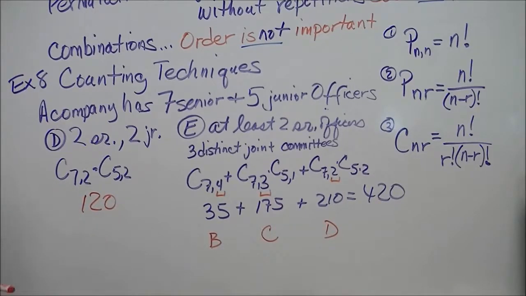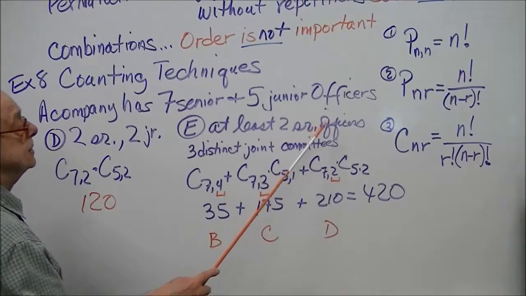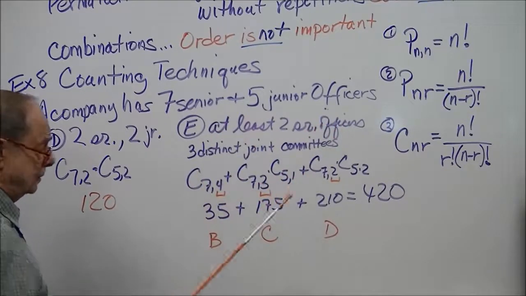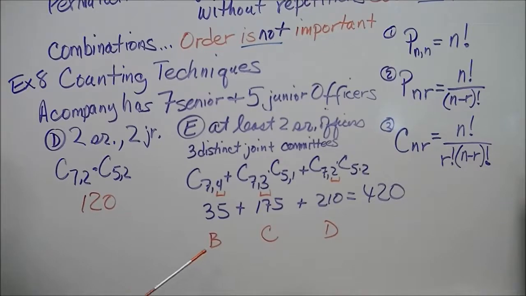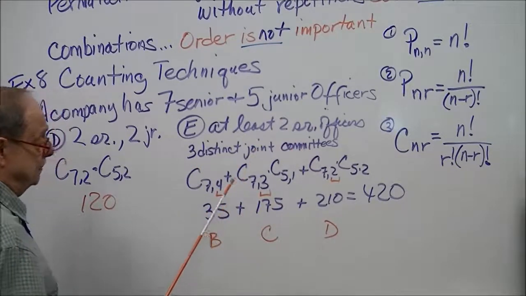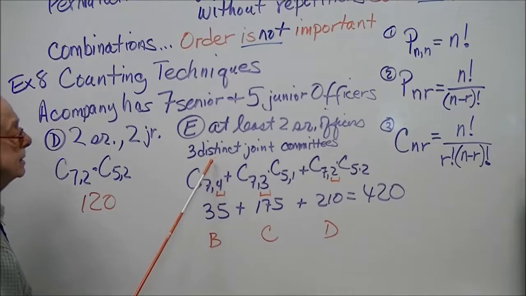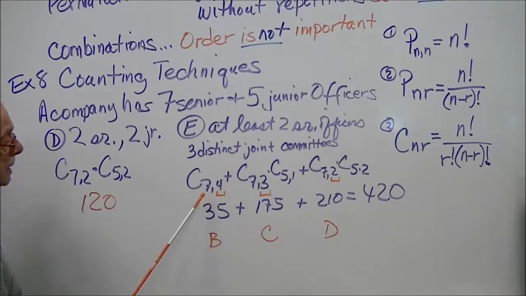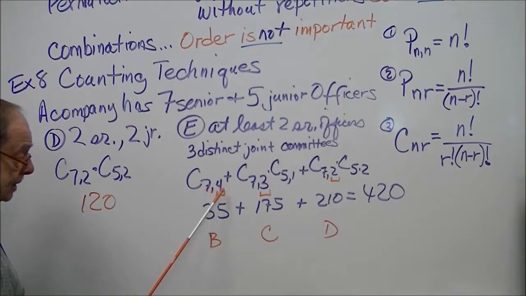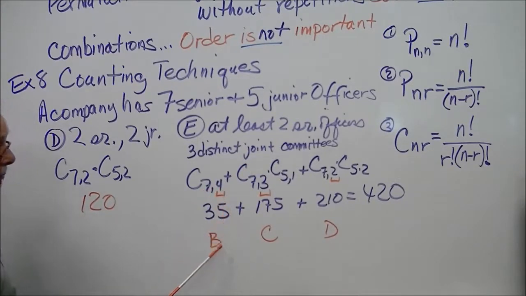Now in letter E, this was sort of tricky, I thought. At least 2 senior officers have to be in the group. And an interesting thing, there's a couple of ways to do this. Actually, 3 distinct joint committees can be formed. So we have to have at least 2 seniors. So in our first case, there's only 4 members of the committee, 7 out of 4. In fact, that was problem B that gave us 35.